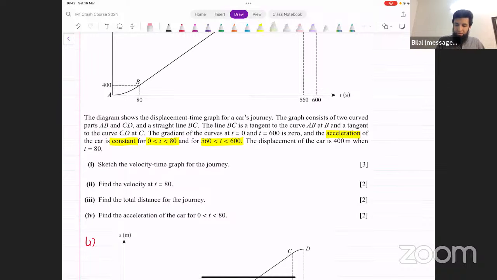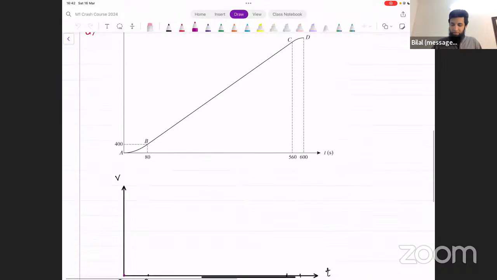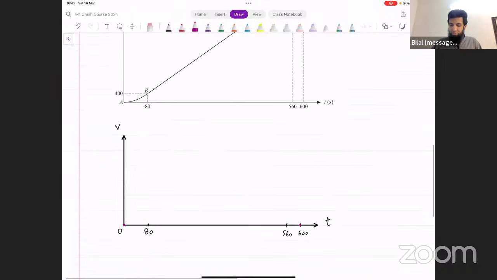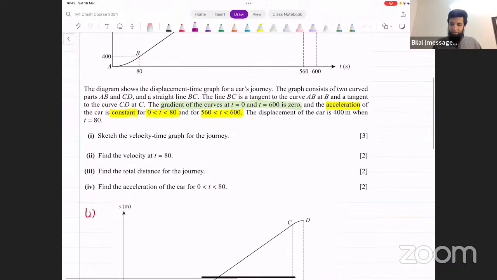The gradient of the curve at both of these points is 0. At time equals 0 it is 0. That means velocity at time 0 is 0, and velocity at time 600 is also 0. So this velocity at the end is also going to be 0. So that's another point that we have. All right. What else are we given?